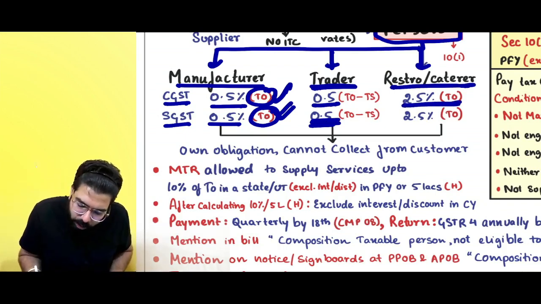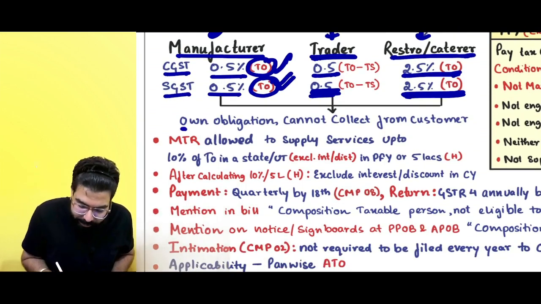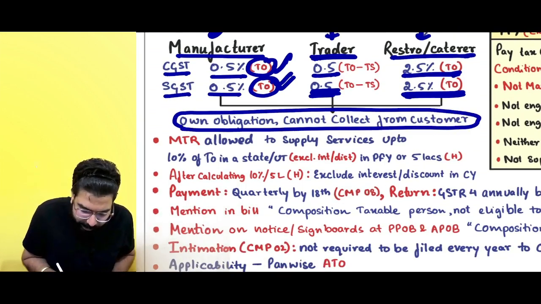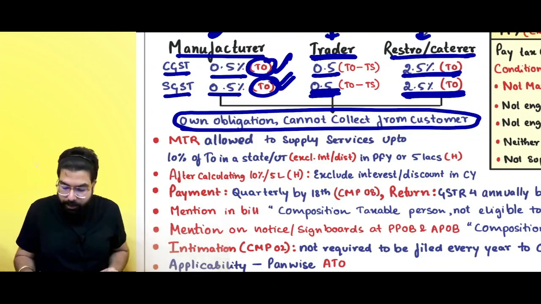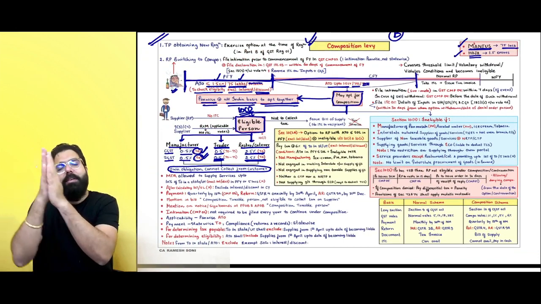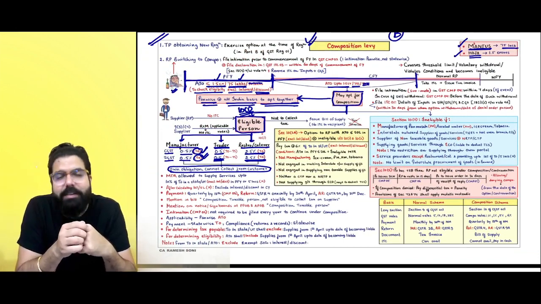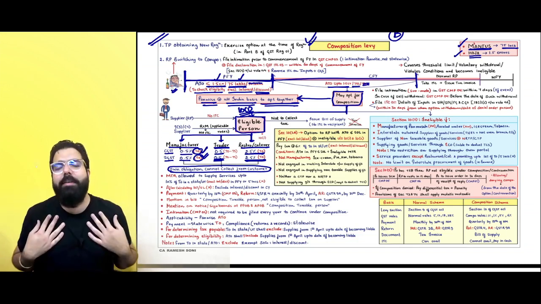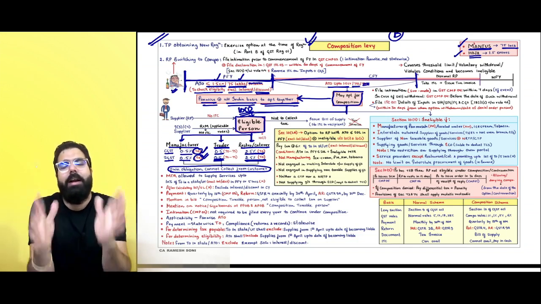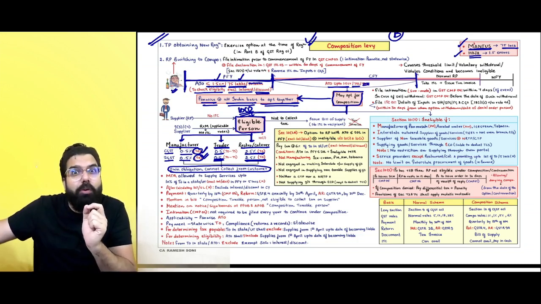Restaurant or catering, on their turnover they will have to pay 2.5%. This is their own obligation, they cannot collect it from the customer. Done, sir. Point is clear. Always remember one thing, if my turnover in the preceding financial year was up to 1.5 crore, or 75 lakh in the case of special category states, then in the current financial year I will get an option to pay under the composition scheme. I have to opt PAN-wise, all India, to opt together.